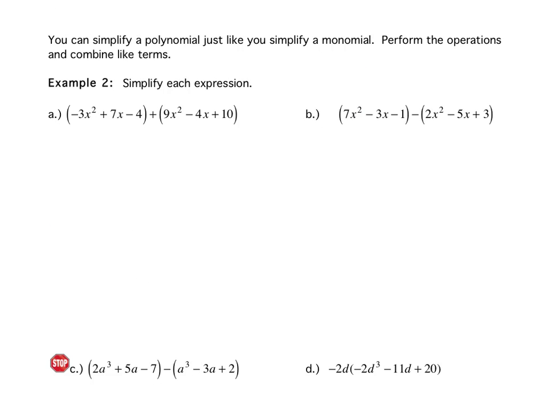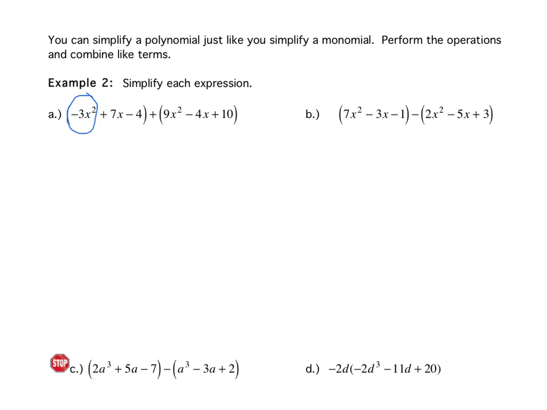Alright, so the next part here is we're going to be simplifying these expressions. So you could simplify a polynomial just like you simplify a monomial. So we're going to perform the operations and combine the like terms. So that's when it's completely simplified. So the first problem here, we have negative 3x squared plus 7x minus 4 plus the second polynomial, which is 9x squared minus 4x plus 10. So we're going to add like terms.